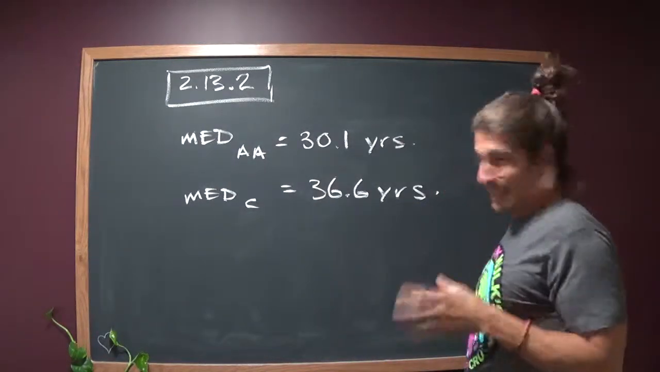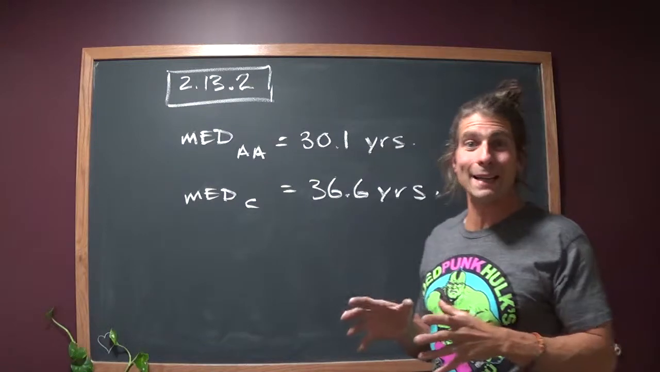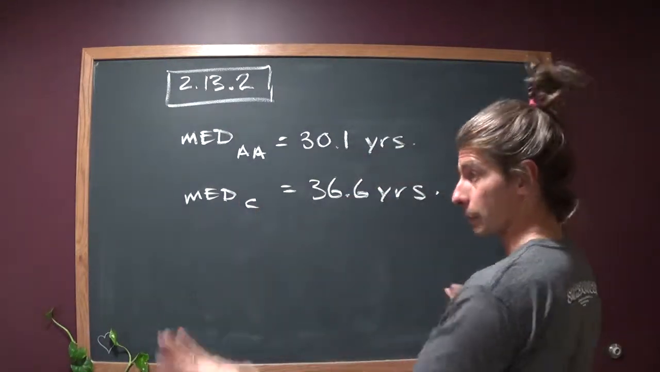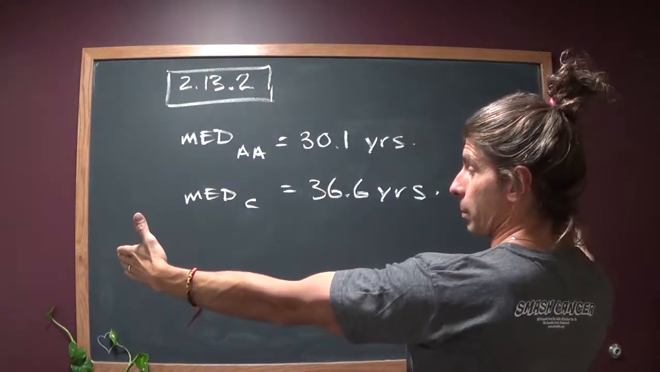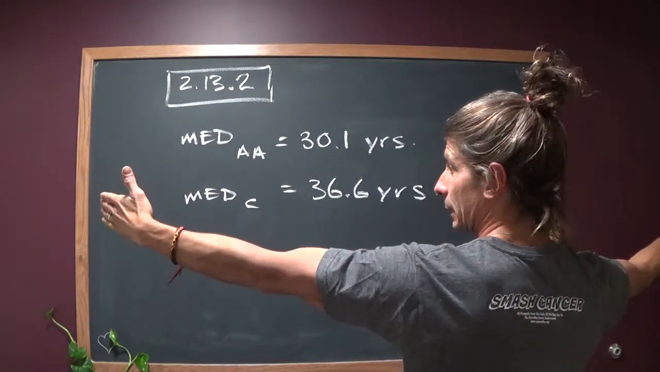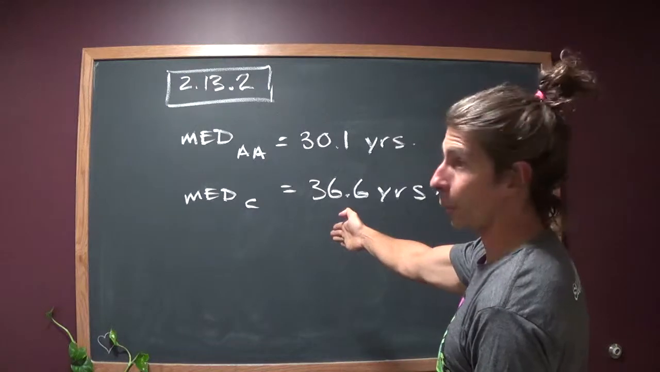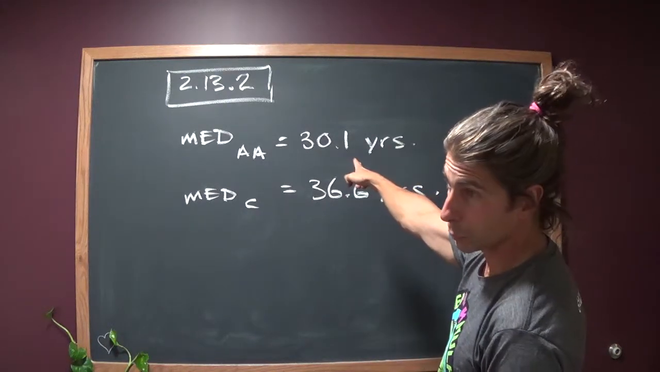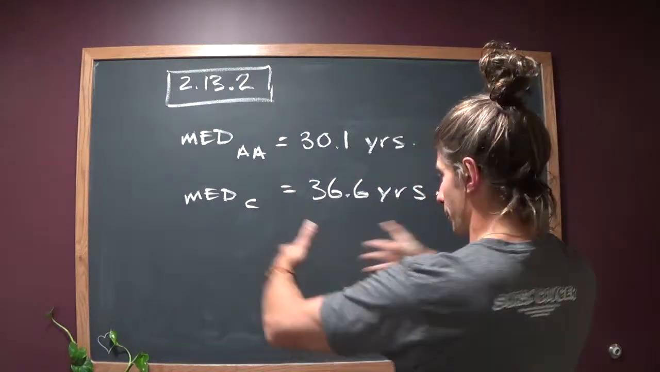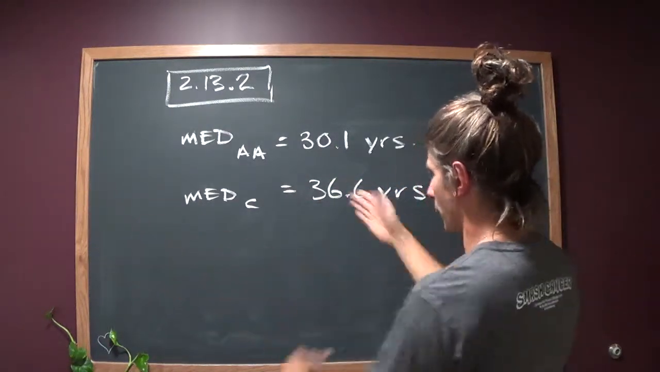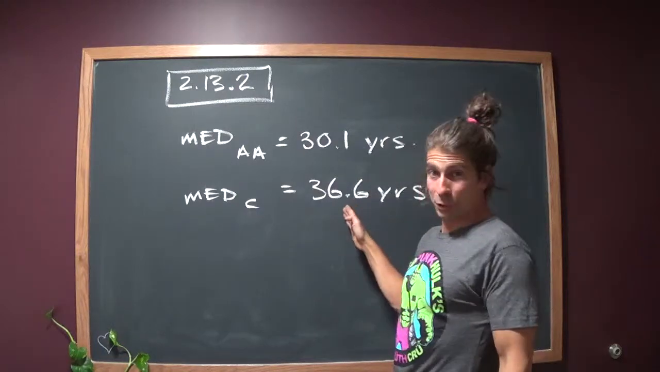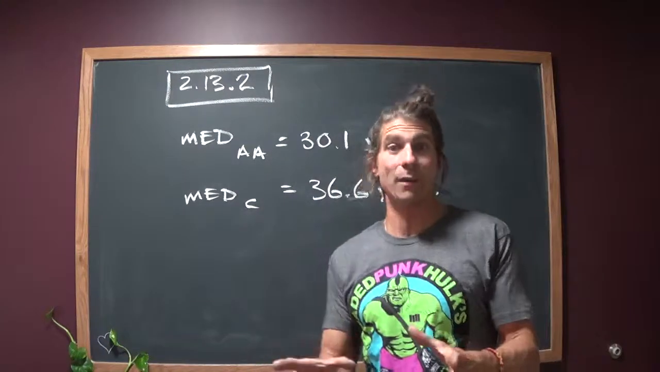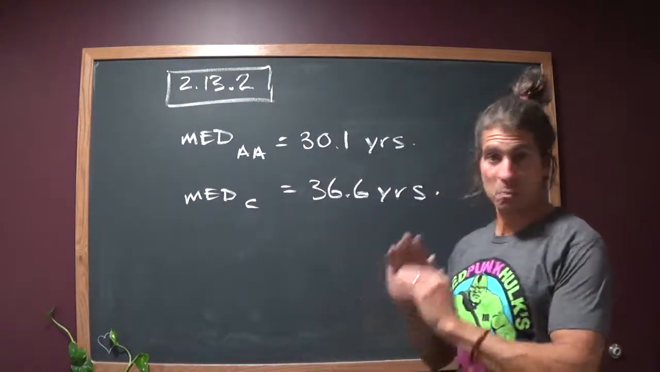So essentially what that tells you is, if you lined up every African American U.S. citizen, put them in a row from youngest to oldest, and then found the middle of that row, that middle person would be 30.1 years old. Conversely, if you put all the Caucasians in a row, youngest to oldest, that middle person would be 36.6 years old. This is a median, not an average. So this is simply positional.